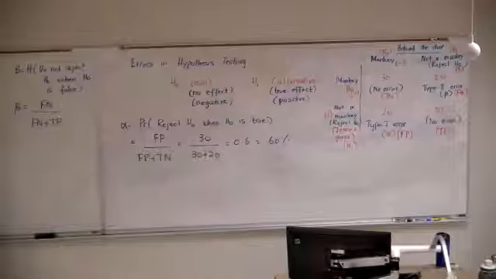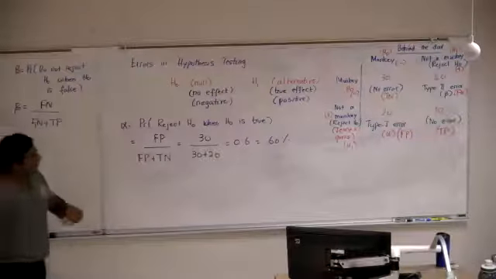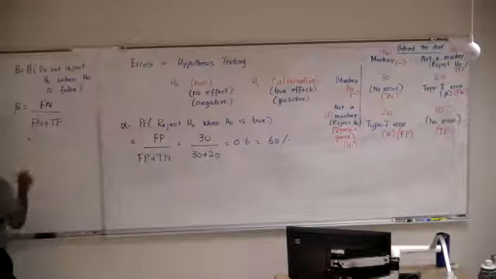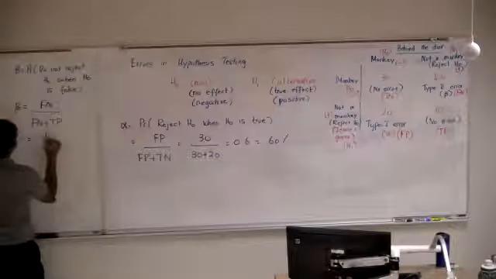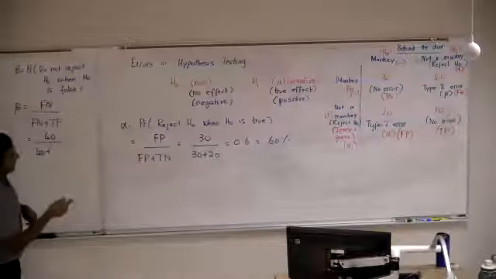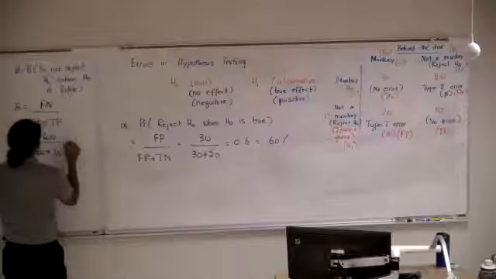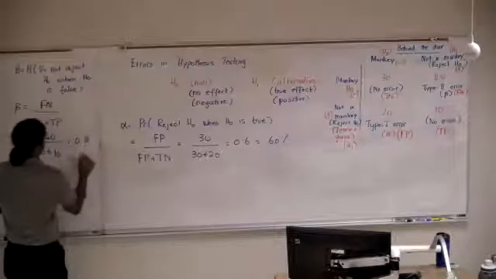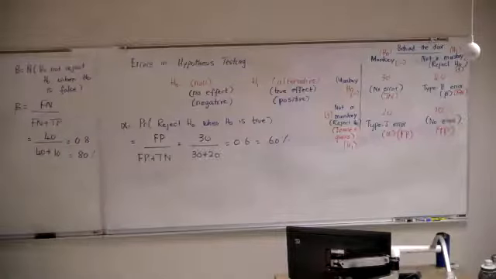Good. So in this case, that happens to be 40 divided by 40 plus TP is 10. That is 0.8 or 80%. Good.